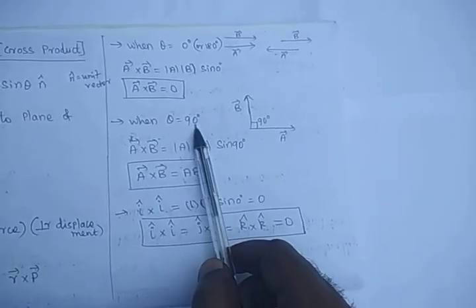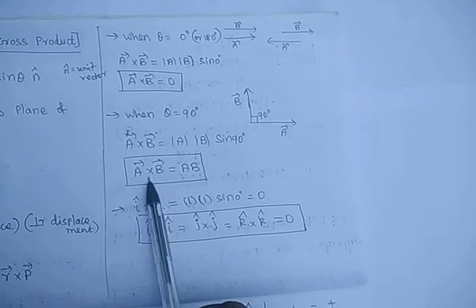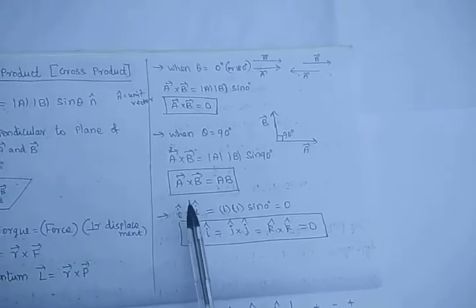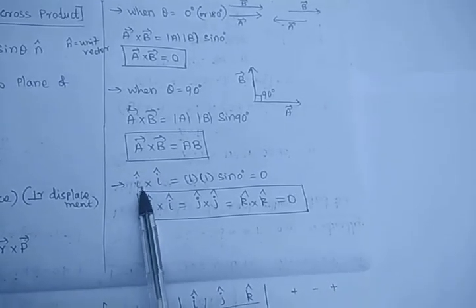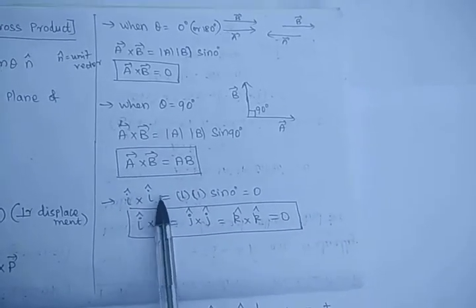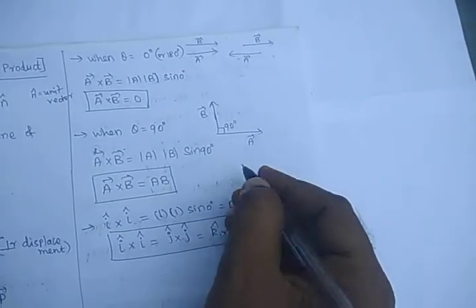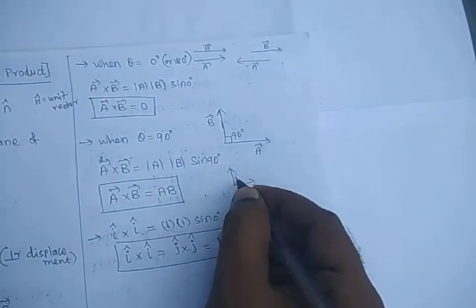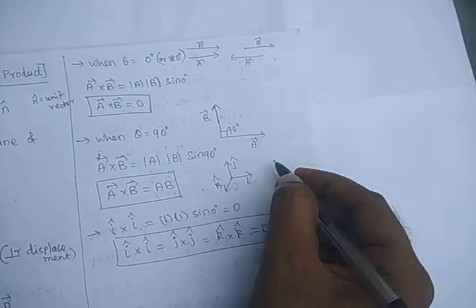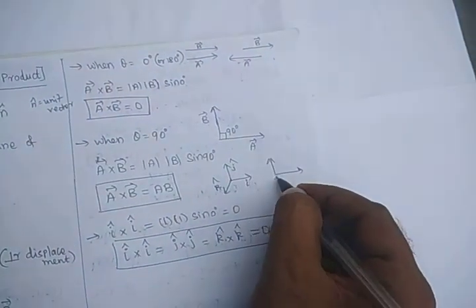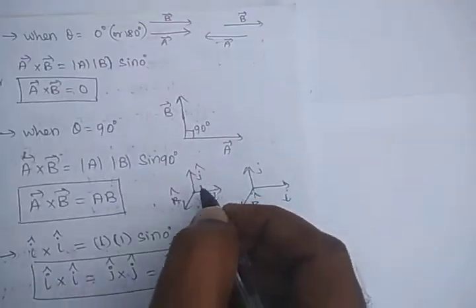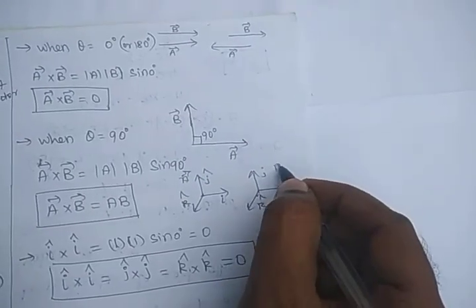When theta is equal to 90 degree, we get sin 90 is 1. We get a vector cross b vector is equal to ab. So similar to the i vector in scalar product, where i dot i is equal to 1, here we take i cross i. For vector A, there are three components: i vector, j vector and k vector. Similarly for vector B, i vector, j vector and k vector. This one represents vector A, this one represents vector B.